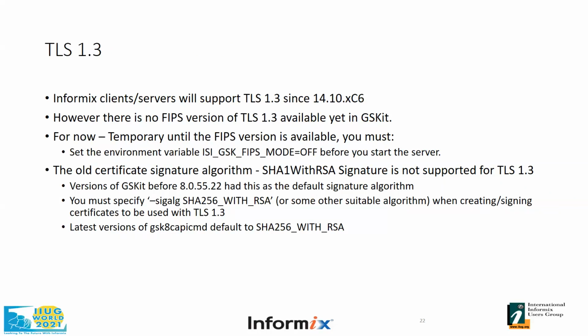So for now, if you want to use TLS 1.3, you set the right value in your onconfig file about which TLS versions you support. You can put 1.2, 1.3, or you can put just 1.3. And for now, you have to set the environment variable ISI_GSK_FIPS_MODE off before you start the server. If you do that, your TLS 1.3 will work.